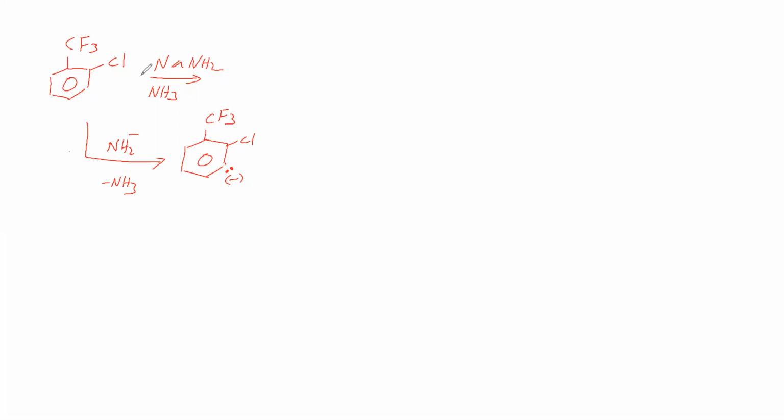Then what is the next step? The next step is formation of benzyne. This negative charge becomes a pi bond, and Cl minus leaves. Therefore we are getting benzyne. Now see, this pi bond is not delocalized with the pi electron cloud of the ring. So we got benzyne.